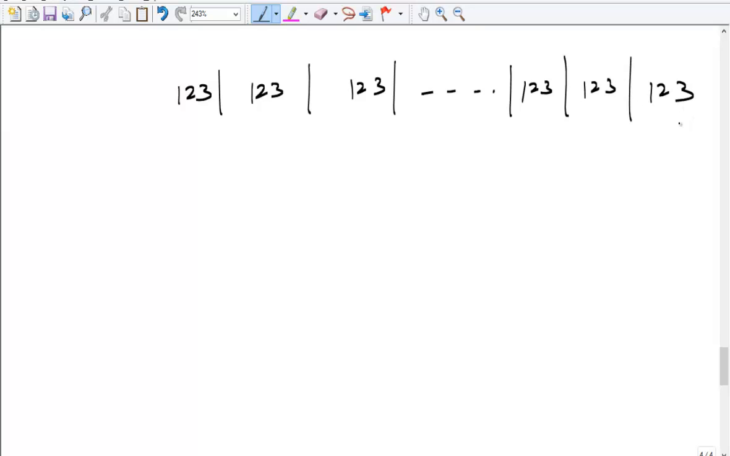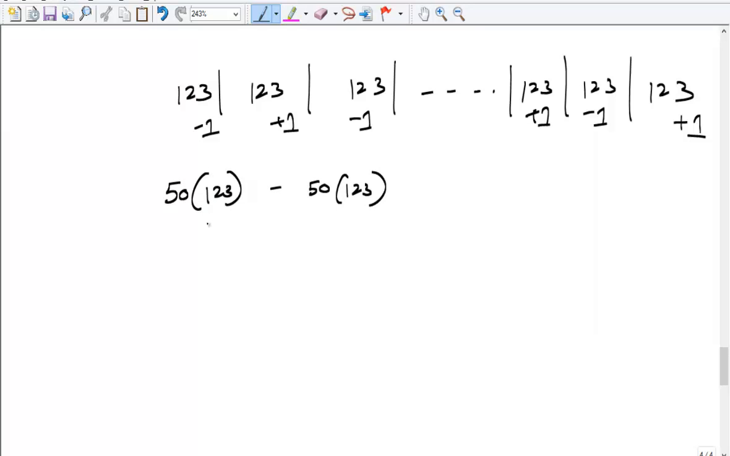So it appears like this: 1 2 3, 1 2 3, 1 2 3, and so on. This is going to be multiplied with plus 1, this with minus 1, this plus 1, and so on. We'll get 100 clubs like this. 50 clubs are multiplied by plus 1, the remaining 50 clubs are multiplied by minus 1. In such a case, that's going to be 50 times 123 minus 50 times 123 divided by 7. The remainder is going to be 0.